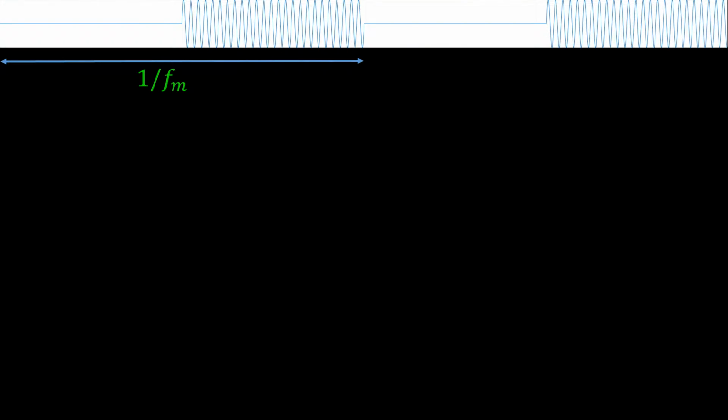Now I want to figure out what would happen if I apply to my detector a train of pulses with a duty cycle of 50%. This means that the duration of each pulse will be 50% of the period. We will call Fm to the corresponding frequency. This is usually called modulating frequency.